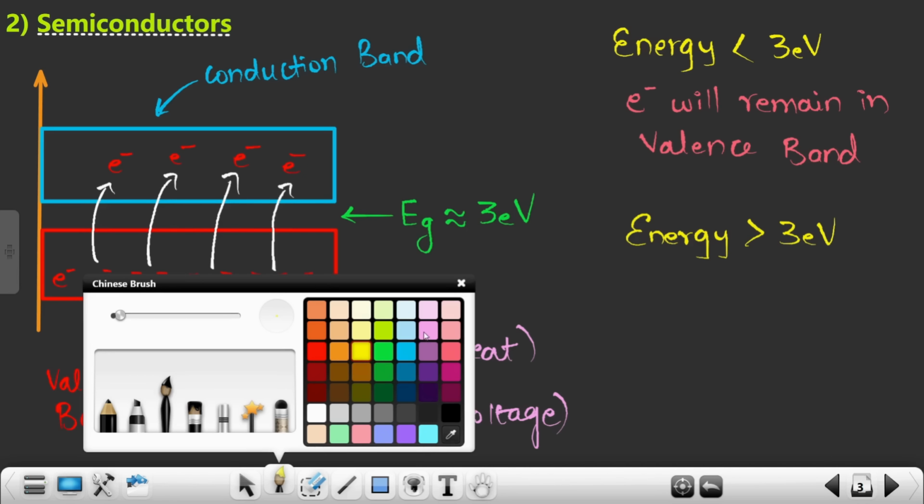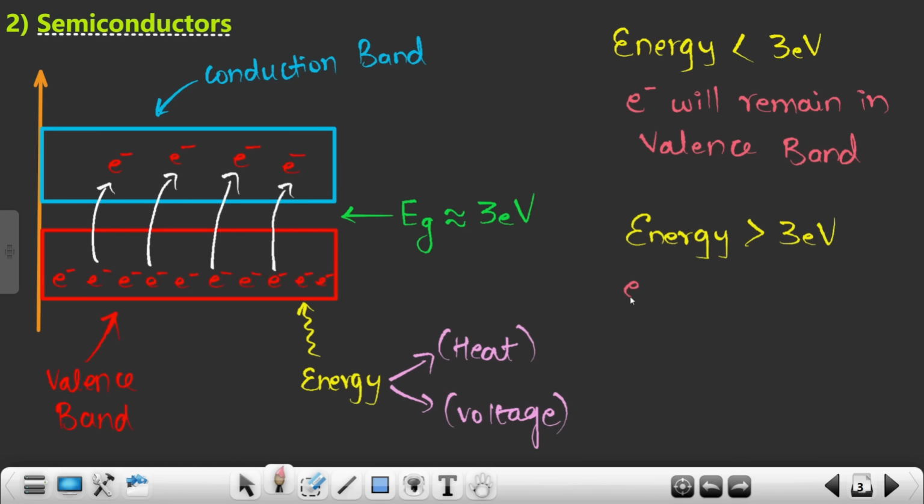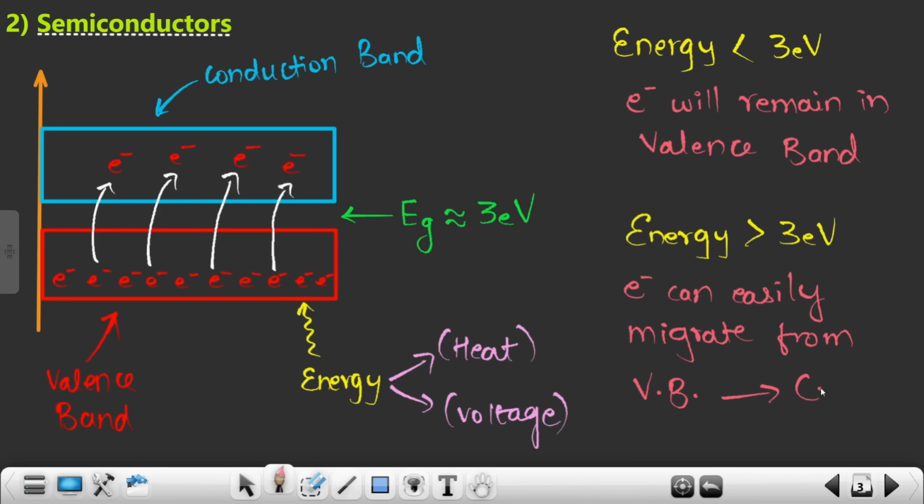So in this scenario, the electrons can easily migrate or move from the valence band to the conduction band. After that, we need to provide certain energy to these electrons present in the conduction band. When we provide them certain energy, obviously the flow of electrons starts, and thus we are able to generate the current.